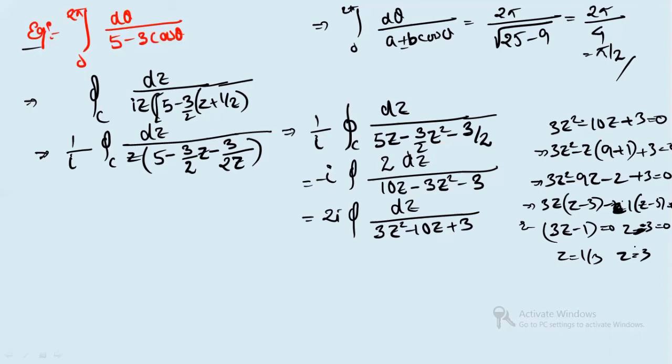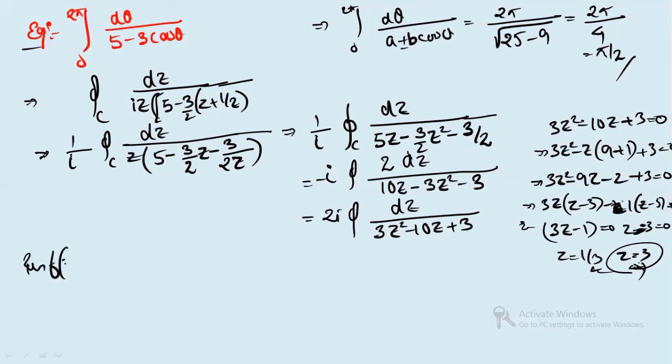So from here what you will see, z is equals to 1 by 3 will lie within the contour, and z equals to 3 will lie outside the contour, because it is a circle with center at the origin and radius is 1. Okay, unit circle. So this will be outside. We will just find the residue for this.